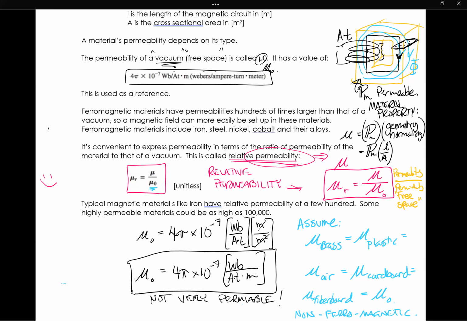All right, so we just have this very, very easy ratio. The relative permeability is the permeability of what I care about over here over that of free space.